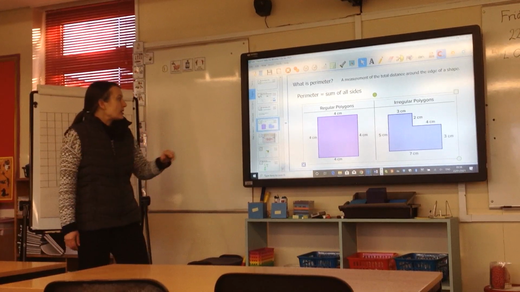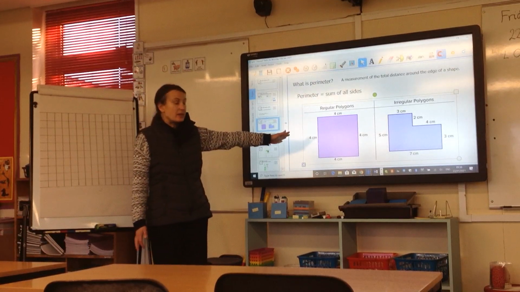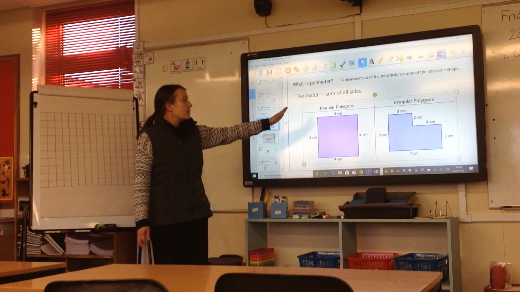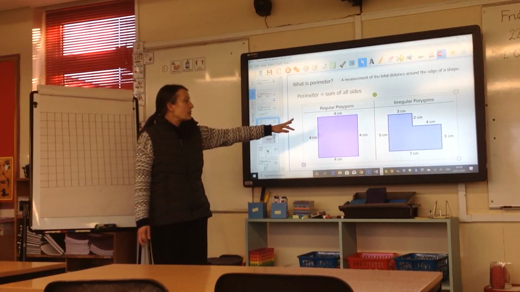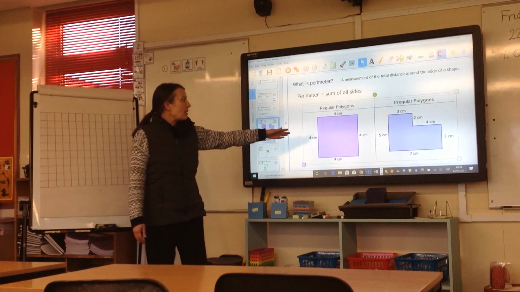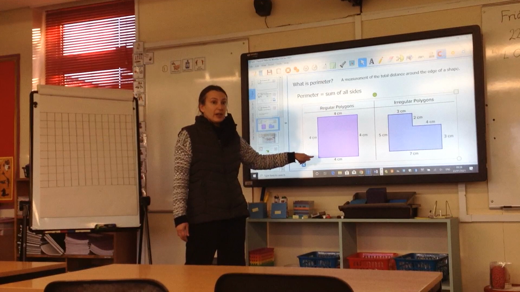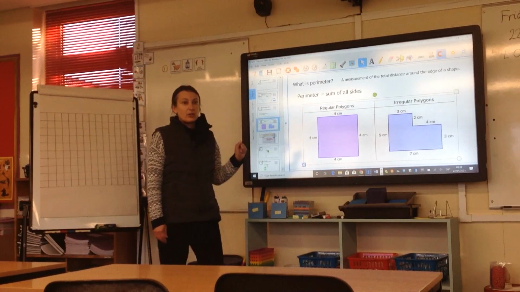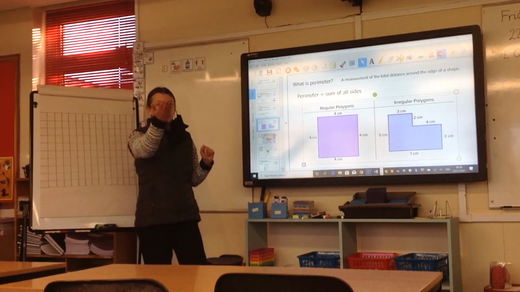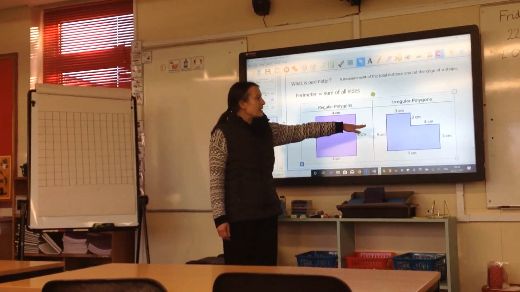Okay, so here on the diagram we've got a 4 by 4 square. Obviously this is a regular polygon, so we've got 4 centimetres around each side. That's nice and easy to calculate. So that would be 4, add 4, add 4, add 4, which would make a total perimeter of 16. Excellent.